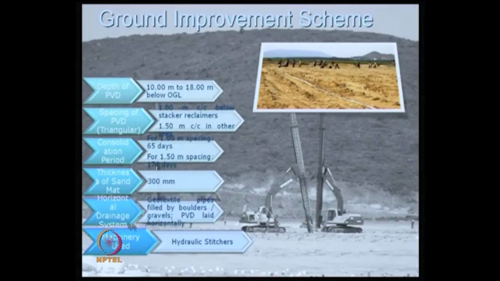Then horizontal drainage system, geotextile pipes filled with boulders. As I showed you in the previous slide, one can have geotextile pipes filled with boulders or gravels. PVDs can be laid horizontally, as I just showed you in the previous slides, and machinery was used as hydraulic stitches. So, you can see here also that it is all done horizontally. So, this is some example.